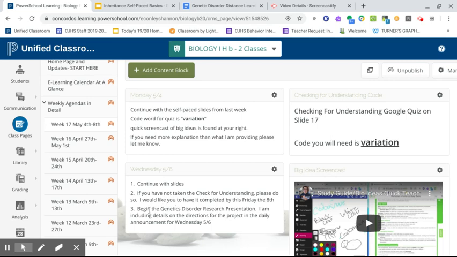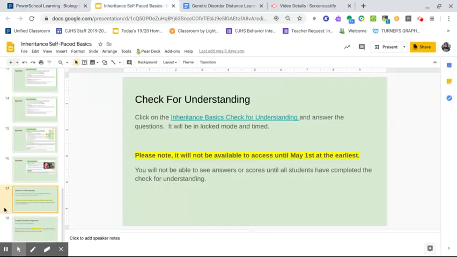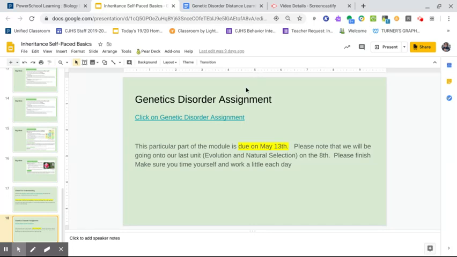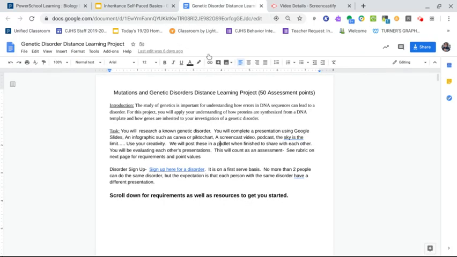After that is completed and your slides are completed, you can begin the genetics disorder research presentation. On the very last slide, slide 18, there's a link to a Google Doc. The idea here is that we're tying in mutations, protein synthesis, the formation of proteins and traits, and inheritance. I'm going to count it as a distance learning project.